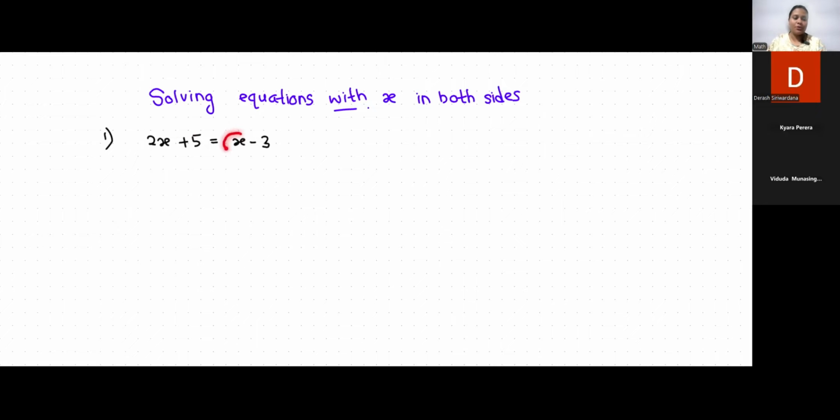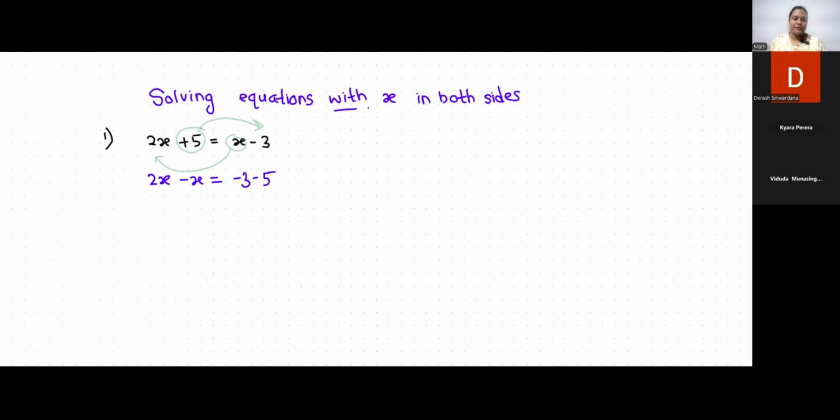Then numbers to the opposite of that. Opposite side means right hand side. So there's only one number in left hand side, that is plus 5. When we move it, it goes changing its sign. Now x also same. It comes to left hand side as negative x or minus x. Then we'll write it. 2x minus x is in left hand side now. Right hand side I had minus 3. With this 5, it comes as minus 5.